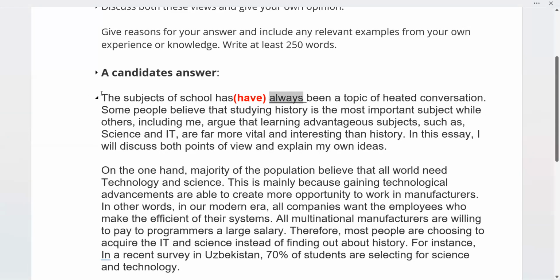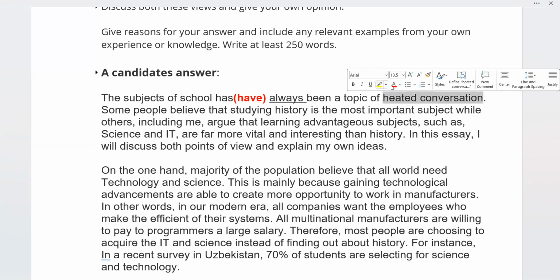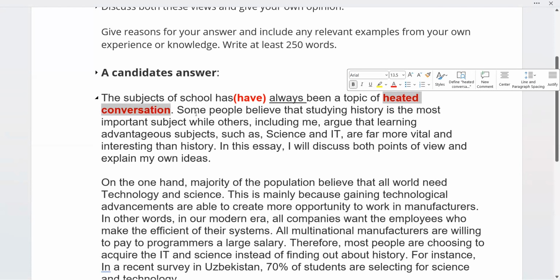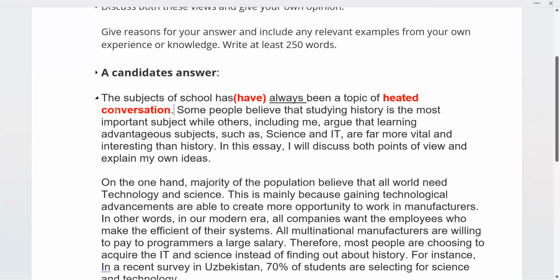And that's why I don't always recommend writing these background sentences, because sometimes these sentences just exaggerate and really affect not the fluency, but how clear the message is for the reader. So the subjects of school have always been a topic of heated conversation. It's saying heated conversation. So I can clearly see that this is something memorized, because heated conversation is like people aren't willing to debate that much, especially when it comes to choosing the school subjects.